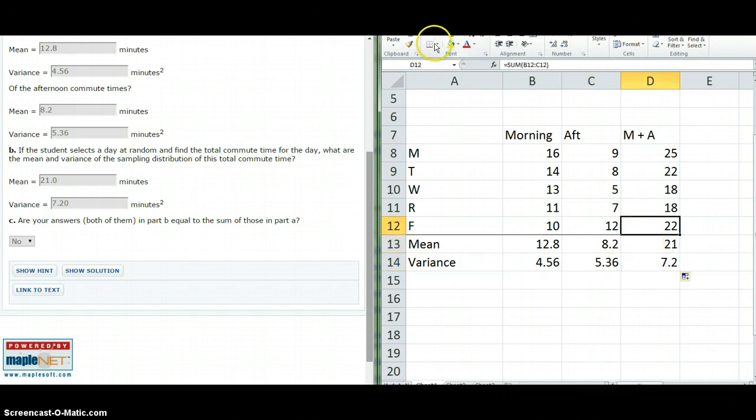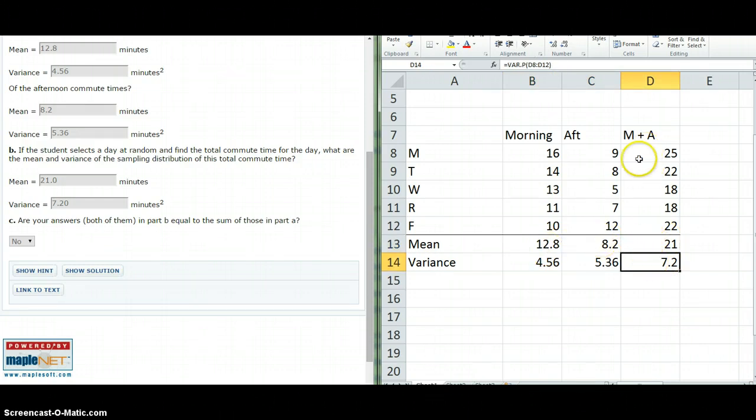Okay, and so the mean out of those is 21, the variance is 7.2. So can I do that? Well, obviously I can do that. Let me address part C right now rather than later. So are the answers in part B equal to the sum of those in part A? In other words, is 21, the mean or expected total commute time, the same as the mean morning time plus the mean afternoon time? And yes, it is. 12.8 plus 8.2 gives us 21.